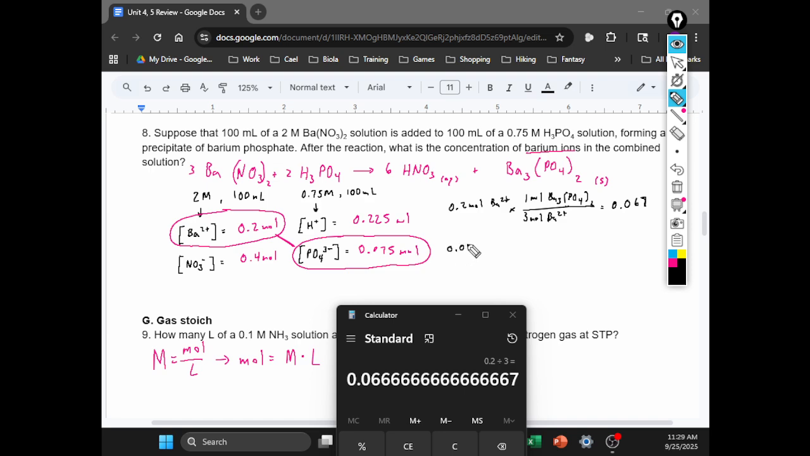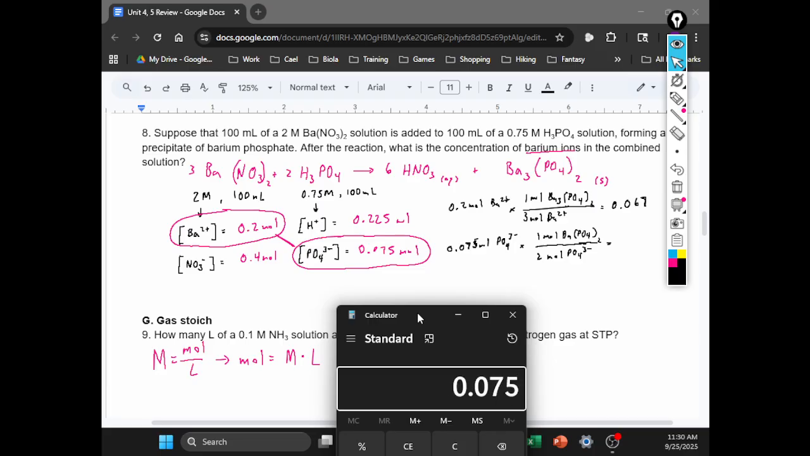So 0.075 moles of phosphate. And we're going to set up a fraction to see how much barium phosphate we can make. There are 2 moles of phosphate in every 1 mole of barium phosphate. Okay. And so what we're going to do is 0.075 divided by 2, and that is going to give you 0.0375 moles of barium phosphate.